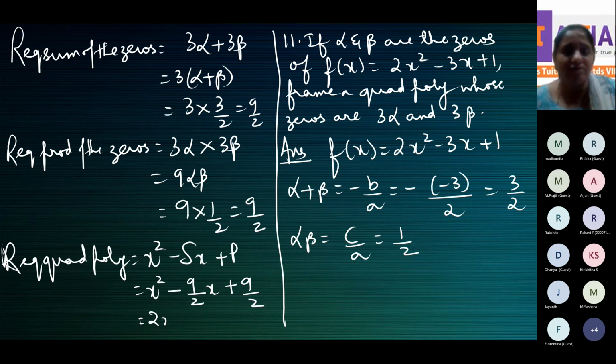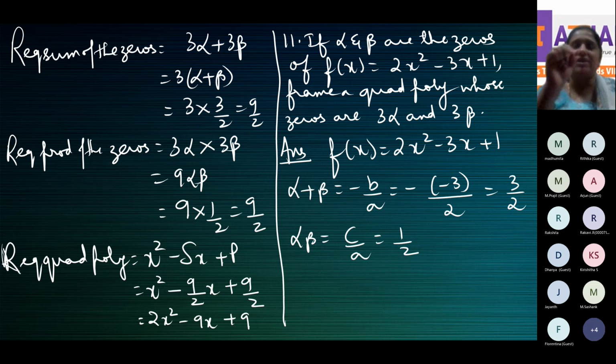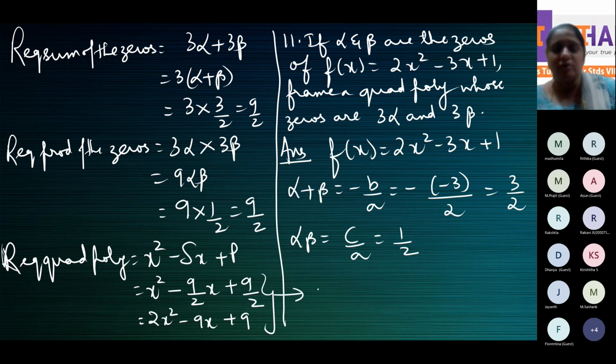2 into x square is 2x square. 9 by 2 into 2 will be 2, and 2 will get cancelled. So you'll get minus 9x. And then again, the constant 9 by 2 into 2, you will get plus 9. You can write it like this also. Or you can take the LCM and write 1 by 2 outside. When you take the LCM, you'll get 2x squared minus 9x plus 9.